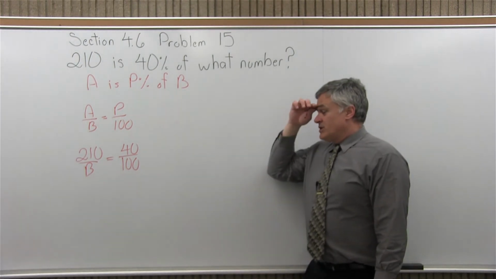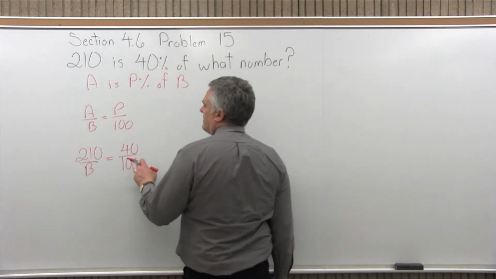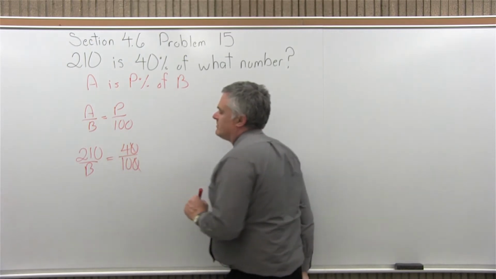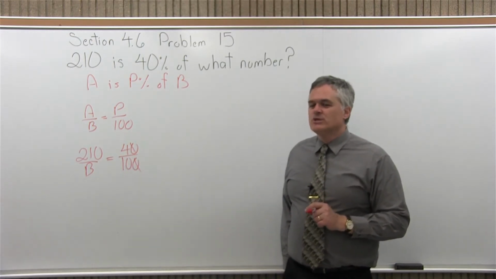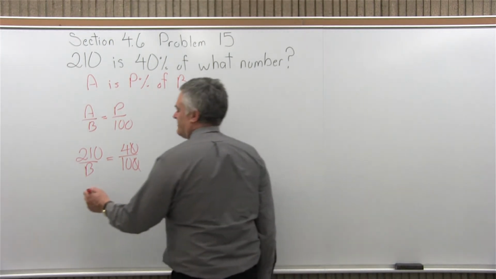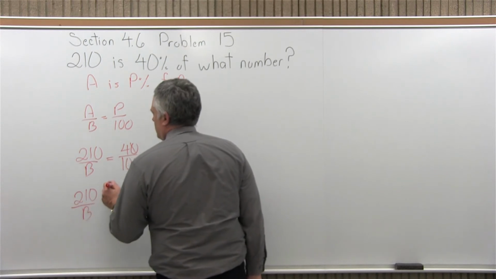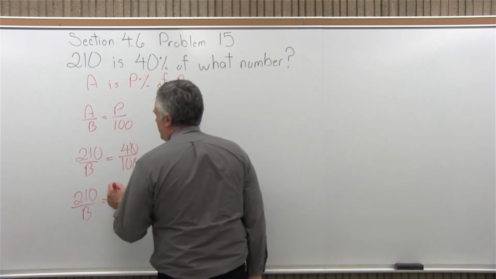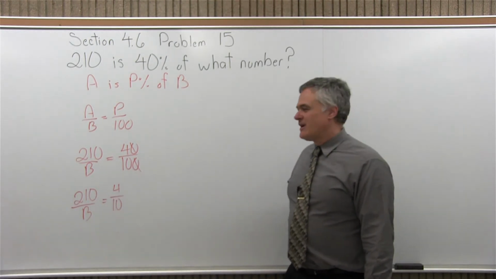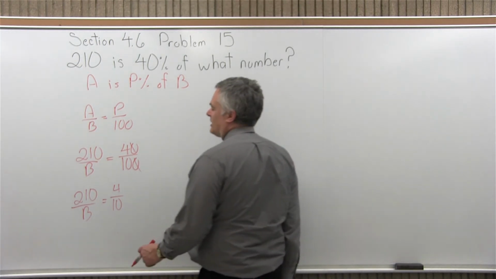So now I have an equation with one unknown, and I can reduce this a little bit. I can cancel 0 off the end. I can reduce a little bit more, but then the multiplication becomes more difficult later. So I'll just reduce it a little bit. 210 over B equals 4 over 10. I could make it 2 over 5, but the 10 times 210 is much easier, 2100. 5 times 210, I'd probably wind up doing it out by hand. So I'll reduce a little bit, but not too much.